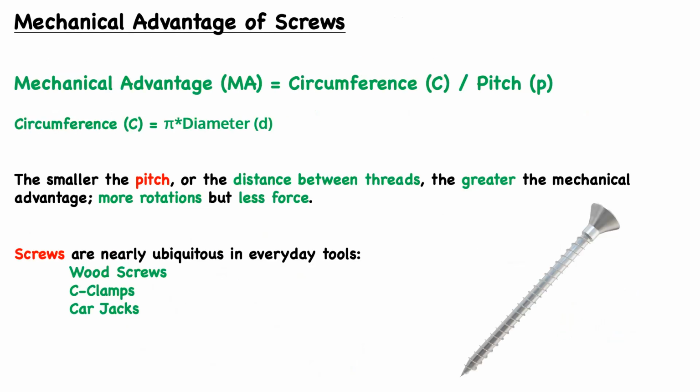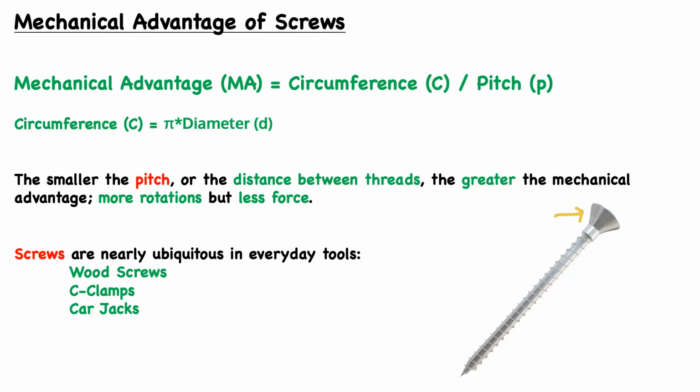So like other types of simple machines, screws provide a mechanical advantage. And for screws, that mechanical advantage is equal to the circumference divided by the pitch. Now, we've already discussed the meaning of the pitch, but what about the circumference? Is it the circumference of the body of the screw, so this region of the screw, or is it the circumference of the head? Well, it is indeed the circumference of the head.